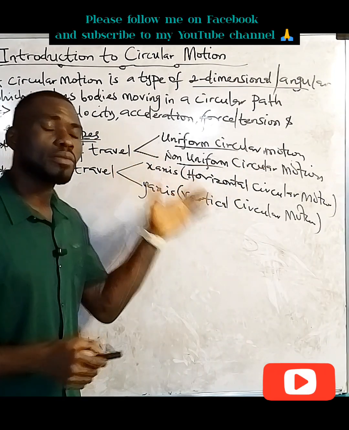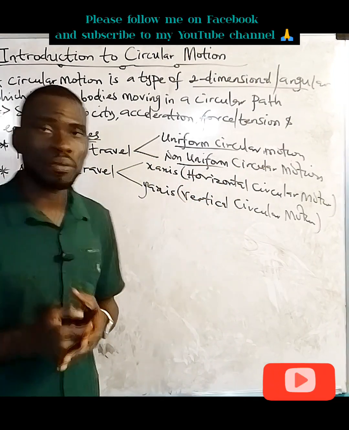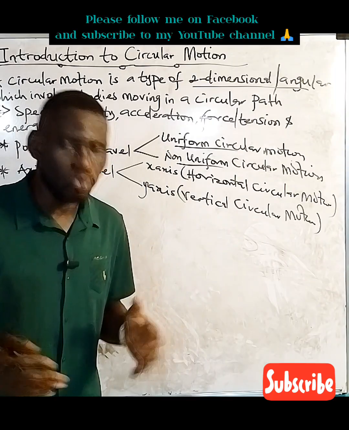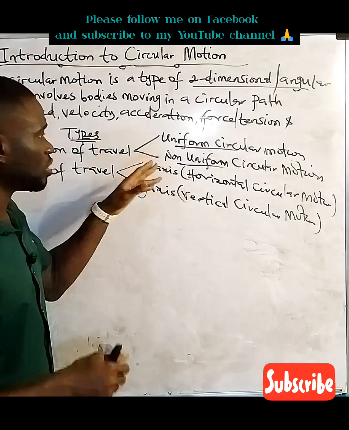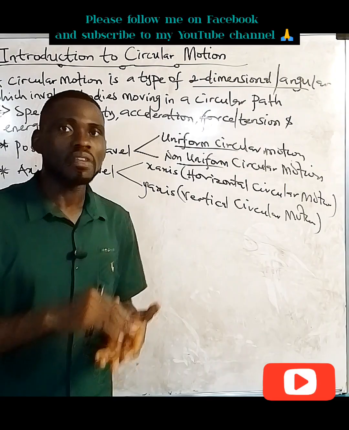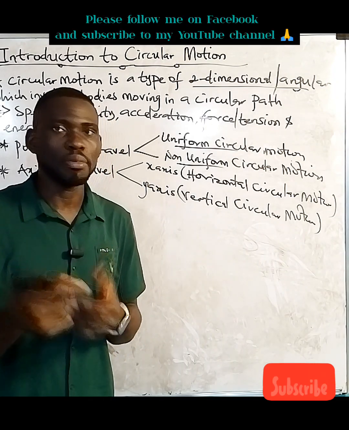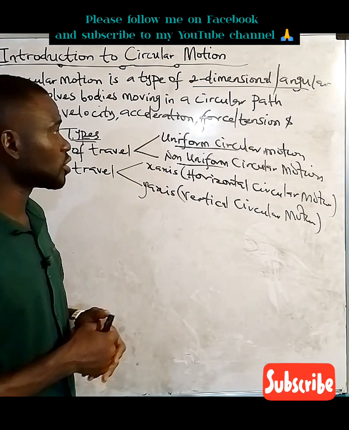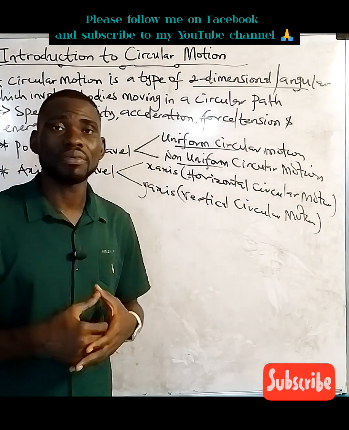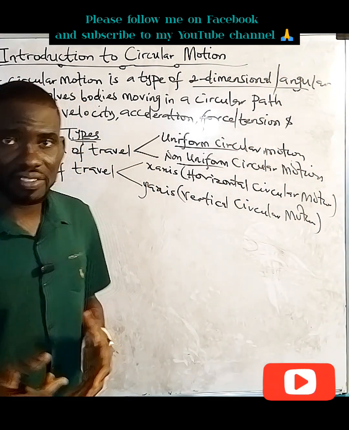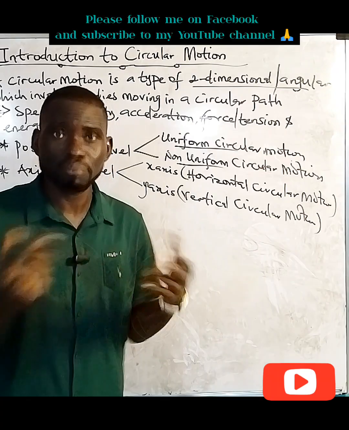Now, the uniform circular motion is a kind of circular motion that is very simple. Let me use that word. From the name, uniform simply means there is equity, there is regularity. So when it says uniform circular motion, we are talking about a kind of circular motion that doesn't easily change. It's simple, it's basic.